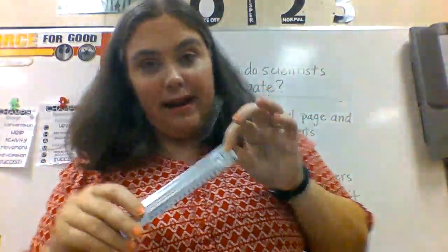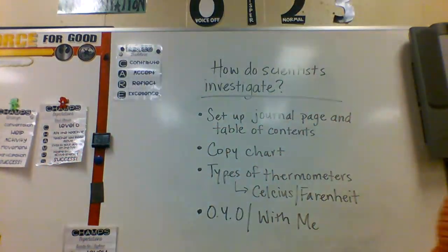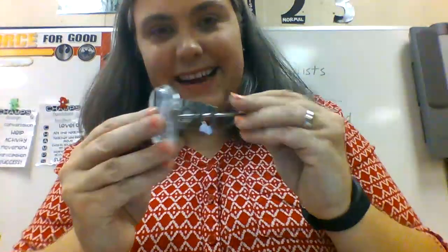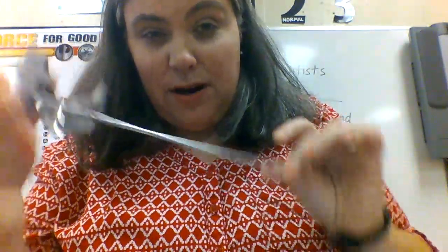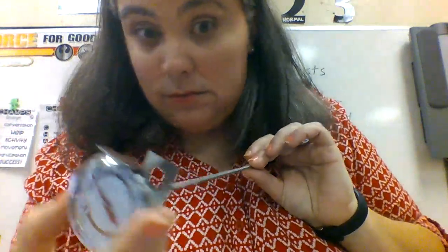Now, at home, you might have the digital thermometer. You might have the thermometer that goes in your mouth to take your temperature. Those are usually going to give you a Fahrenheit number. But sometimes you can find thermometers that give you a Celsius number, and this is a candy thermometer. I've seen them as a candy thermometer. I've seen them as meat, we're cooking meat in the grill thermometer.